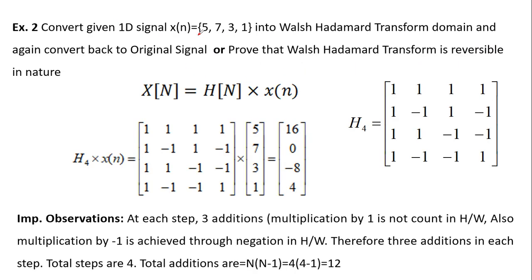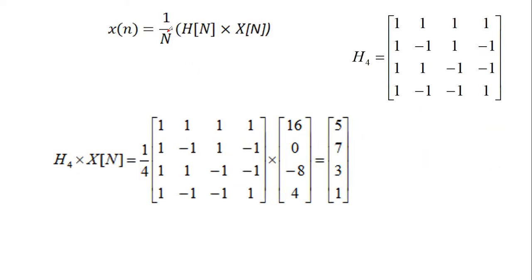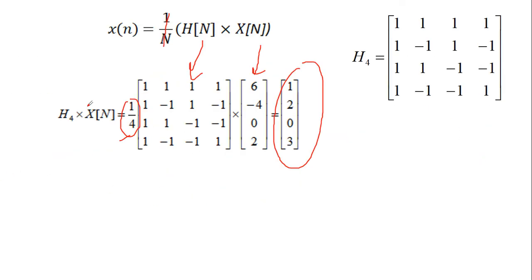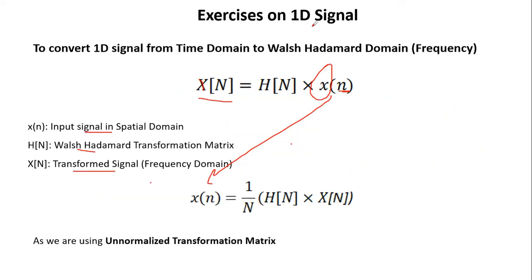So this is another example, 5 7 3 1. We will do the same operation. The number of additions is n into n minus 1, which is equal to 12. And for reverse, we are using only the constant 1 by n, H of n into X of n. So with 1 by 4, this H of n and X of n, we again get back the original signal. So these problems are for a one-dimensional signal.